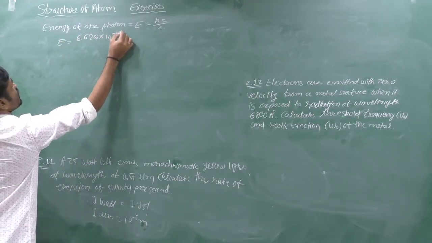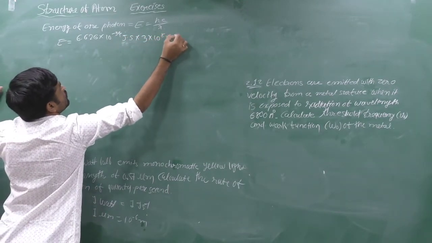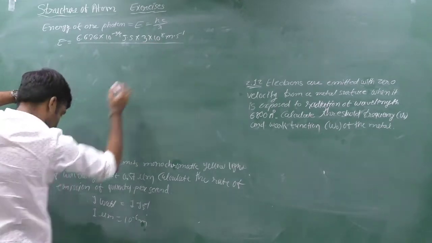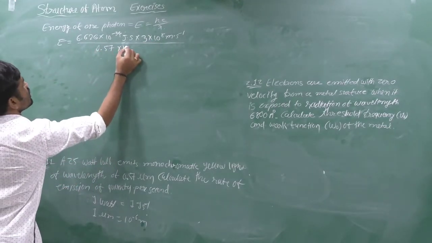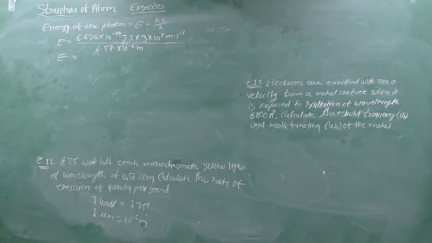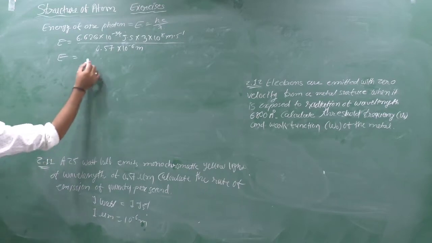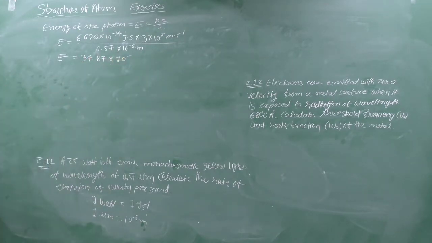Therefore E is equal to 6.626 into 10 raised to minus 34 joule second into 3 into 10 raised to 8 meter per second by 0.57 into 10 raised to minus 6 meter. Now the energy E is equal to 34.87 into 10 raised to minus 20 joule.